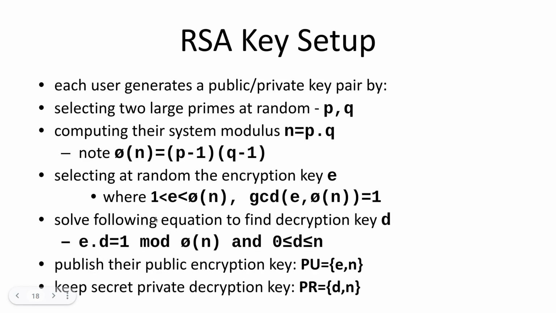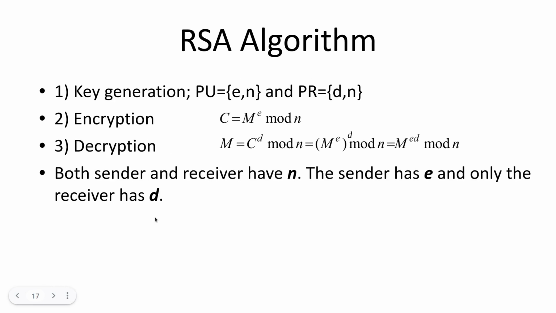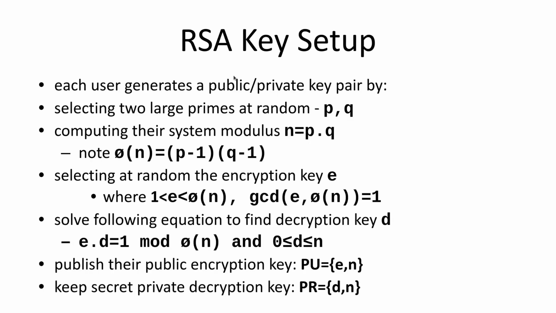Okay. Now, the first step you saw over here was generating the public and private key. So we are going to look at how the key is set up. Each user who is part of the public key crypto system is the one who generates the public and private key pair. The first thing to be done is to select two large primes at random, P and Q. Not just large primes, they should be relatively prime, prime to each other.